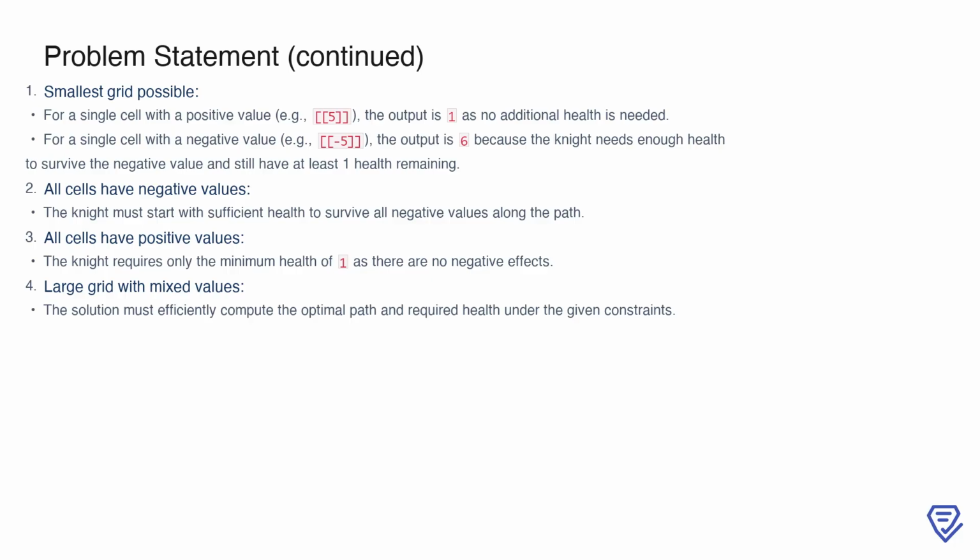Similarly, in a dungeon where all cells contain negative values, the knight must start with enough health to survive all negative points in his path. On the other hand, if all cells have positive values, the knight only needs the minimum health of 1. For larger grids with mixed values, the solution must efficiently calculate the optimal path and determine the exact health required to ensure the knight's survival throughout the journey.